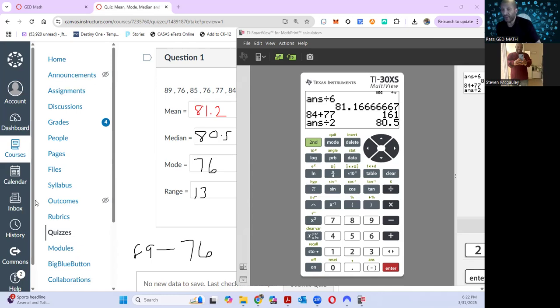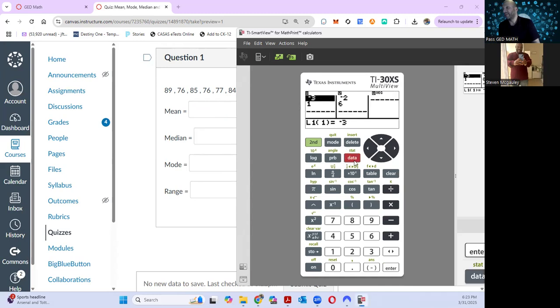Now, you should know by now, I love using the calculator. So what I'm about to show you right now is how to do all this in like 10 seconds. What I'm going to do is go to data. I have something there, so I'm going to hit data again. I'm going to hit clear all. I'm just going to type these numbers in. You don't have to put them in order. You just type them in as you see them. So 89, enter, 80, 76, enter, 85, enter, 76, enter, 77, enter, 84, enter.